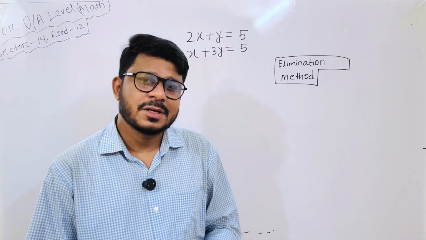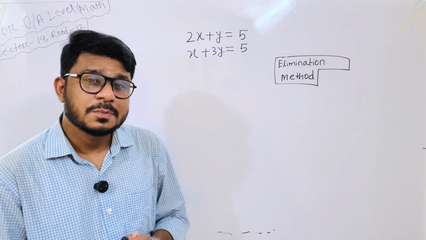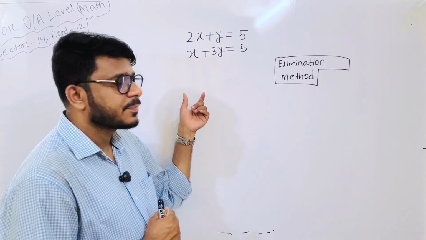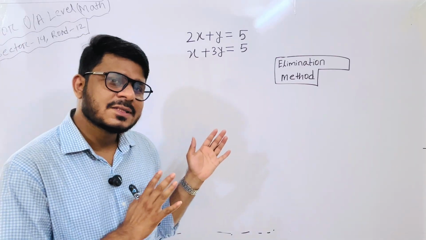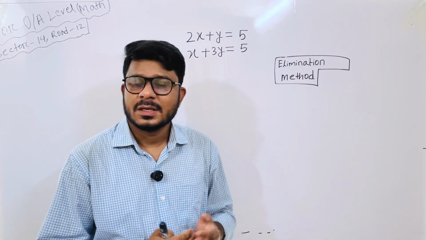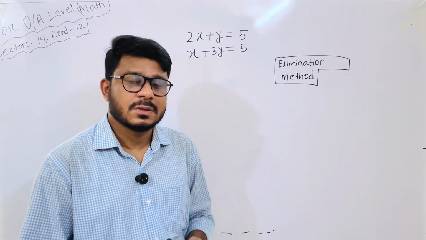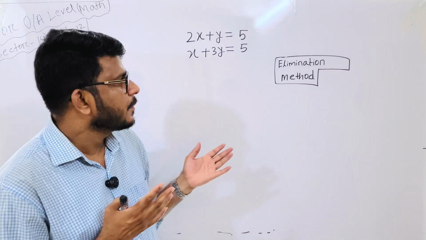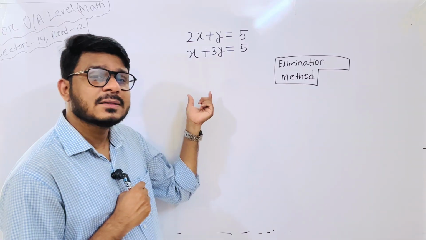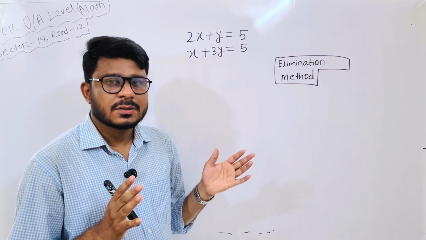Hello students, today we are going to solve this simultaneous equation. We can solve this equation using two methods. One is called the substitution method and the other is called the elimination method. Today we are going to solve this using the elimination method.